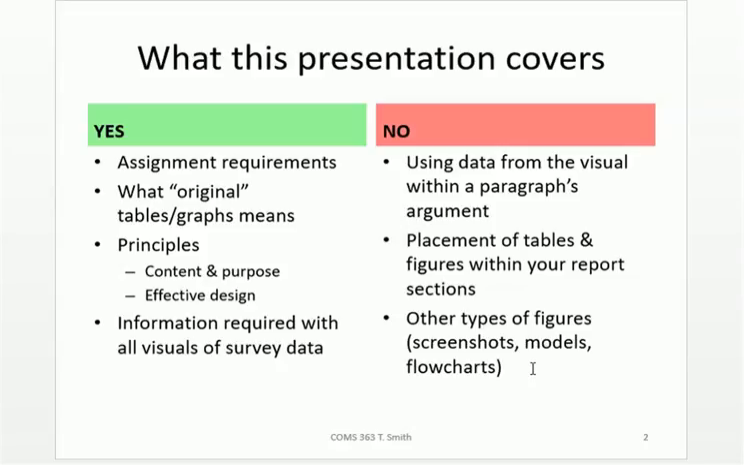So the only two types of visuals that are covered in these presentations are tables on the one hand and graphs. So in APA, anything that is not in a table is considered a figure, but there's many types of figures. You could have a screenshot or a photo, you could have a model or a flow chart, but the kinds of figures we're looking at here are graphs, such as bar graphs, pie graphs, circle graphs, that kind of thing.